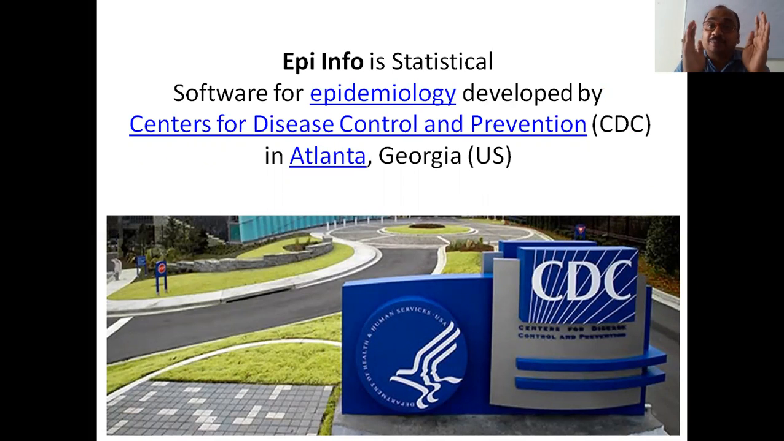Epi Info is a software developed by the Centers for Disease Control and Prevention. In short form, it is called CDC. Here you can see the abbreviation also. They control the disease and prevent the disease also. It is a center situated in Atlanta, Georgia, in the US. You can Google it and visit the center through Google.